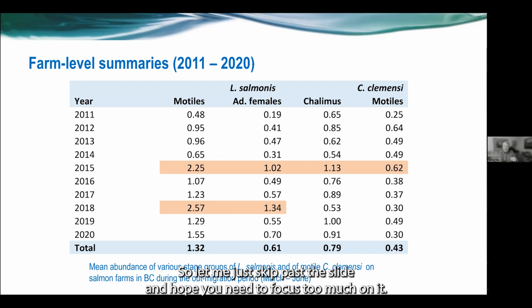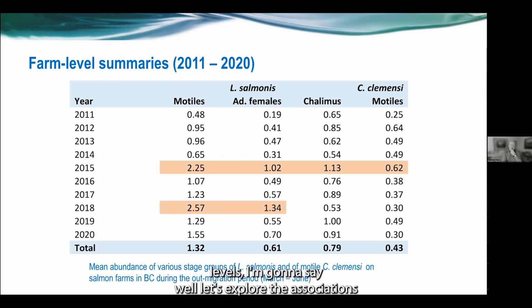I don't think we need to focus too much on it, apart from perhaps to say that, just to remember, 2014 to 15 was one of the years that we just heard about in terms of this idea of a warming event and what we know as the blob. And we see in 2015, one of 2 very high years of sea lice in terms of farm levels.